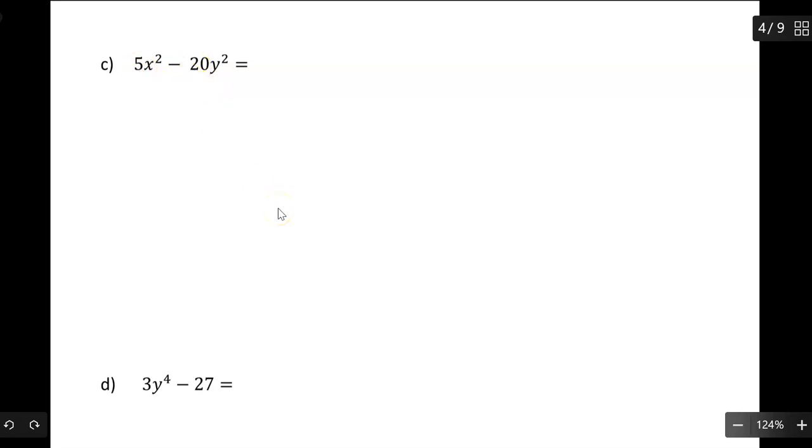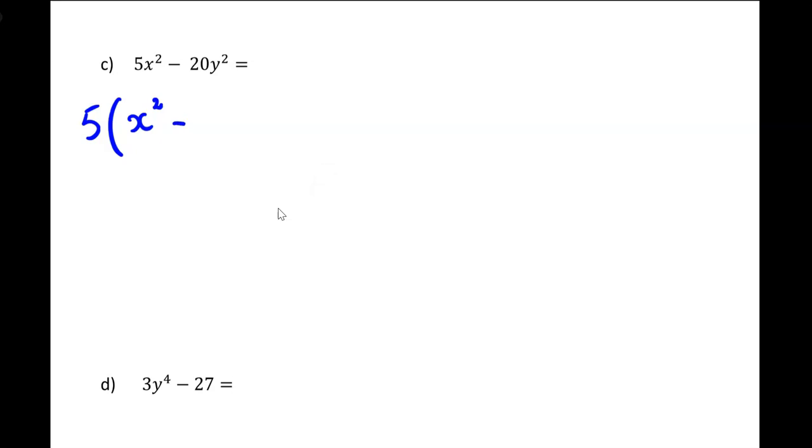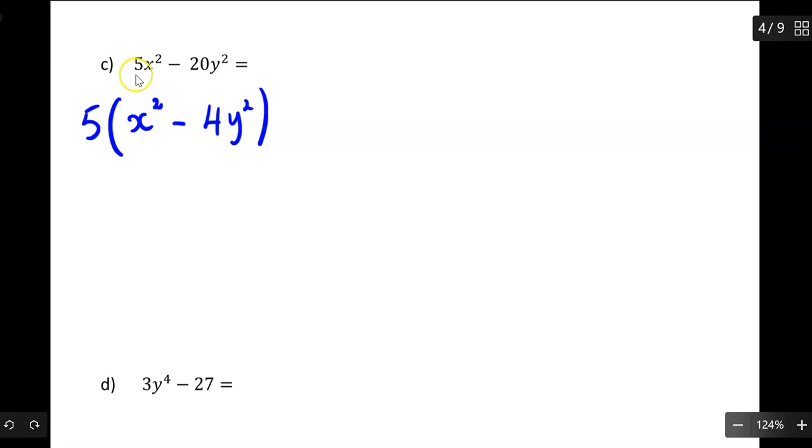If I take 5 outside the bracket, inside the first term, I am left with x squared. The second term, I should be left with 4y squared, right? Everyone agrees, right? So 5 pulled out of the brackets. Take 5 divide into this, I should just have x squared left. Take 5 divide into negative 20y squared, I should have negative 4y squared.